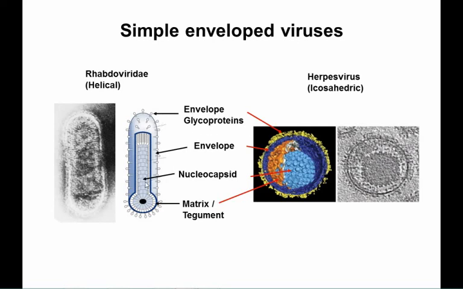Inside you've got the nucleocapsid, that's to protect the nucleic acid. And many viruses have got something in between the nucleocapsid and the envelope. These can be called matrix or tegument proteins. Often the function of the matrix is just to keep the whole thing together, to ensure that there are physical interactions between the nucleocapsid and the envelope. So it's kind of like some kind of cement that's holding these things together.